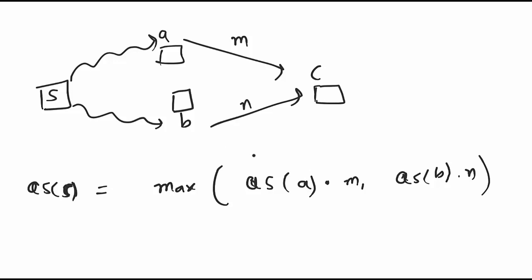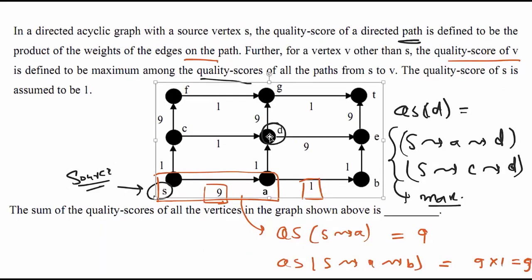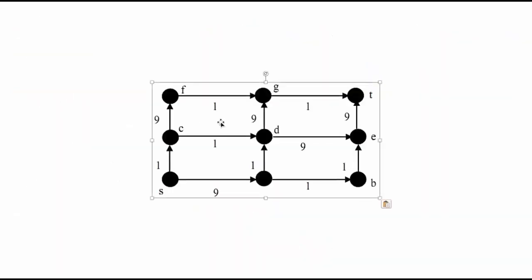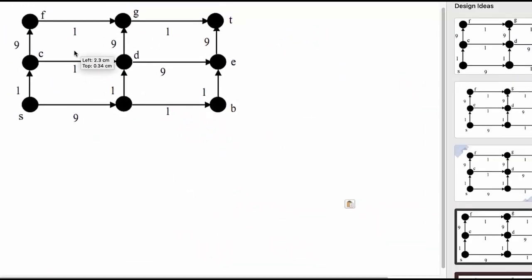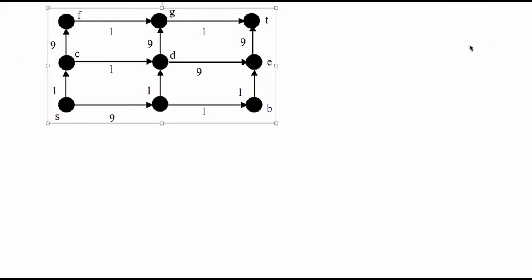Okay, now let's come to the question. This is our question, so let me write this question on the next slide. And we need to find out the quality scores of all the vertices. This is the vertex A, okay? All the vertices, and then we need to sum it up. Let's find out the quality score of A. Since there is only one edge, I can say the quality score of A is 9. Similarly, the quality score of C is 1 because there is only one edge.